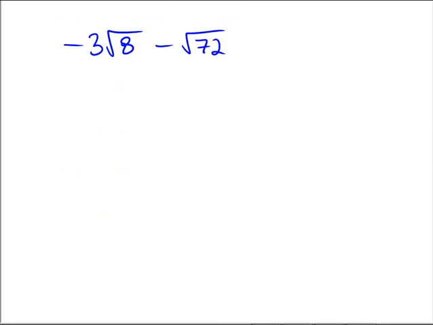Okay, so try this one on your own. Pause the video and see if you can simplify negative 3 rad 8 minus radical 72. And assuming you gave it a good shot here, 8 is equal to 4 times 2, so I'm going to get negative 3 times 2 times radical 2 minus 72 is 36 times 2, so we're going to have a 6 and a radical 2.